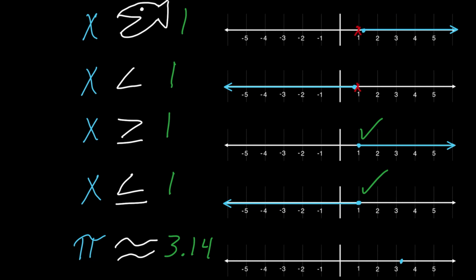You can think of it like a fish. This is a mouth. It is always eating the number that is bigger. So it likes to eat the biggest number. So x over here is not going to be as big as 1 because it's eating the biggest number. So you'd say x is less than 1 or 1 is greater than x. They're both the same thing.